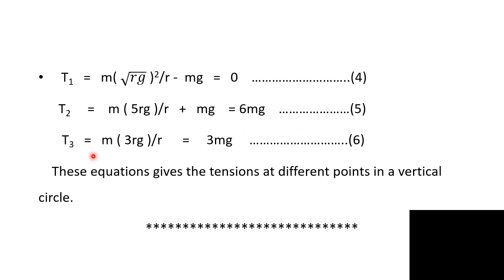T3 equal to m into 3rg divided by r. That is, the tension at midpoint T3 is given by 3 mg. These equations give the tension at different points in the vertical circle when it just completes the vertical circle at highest point.